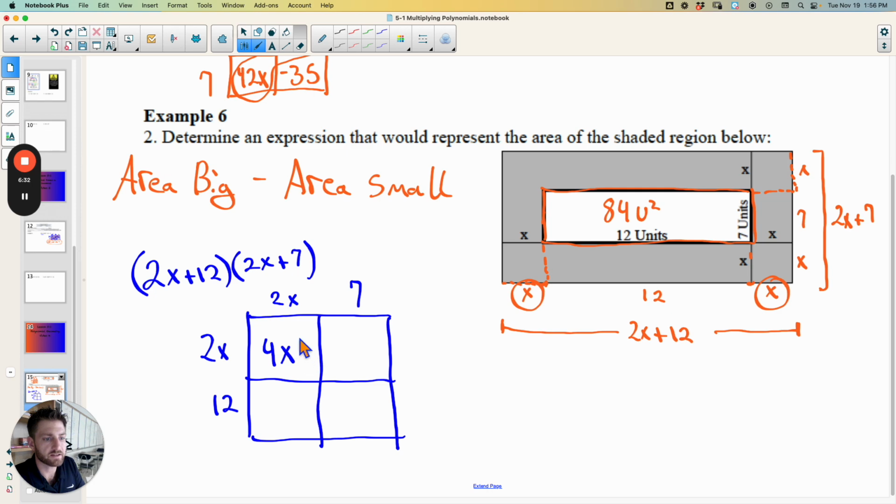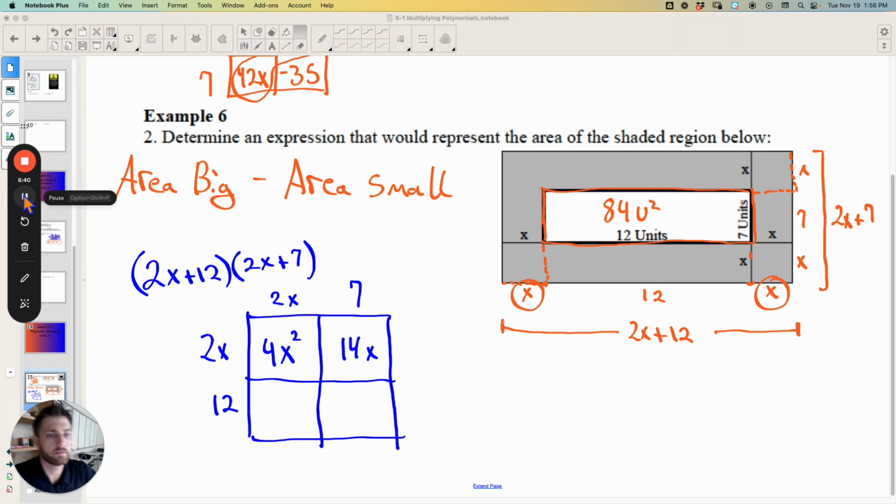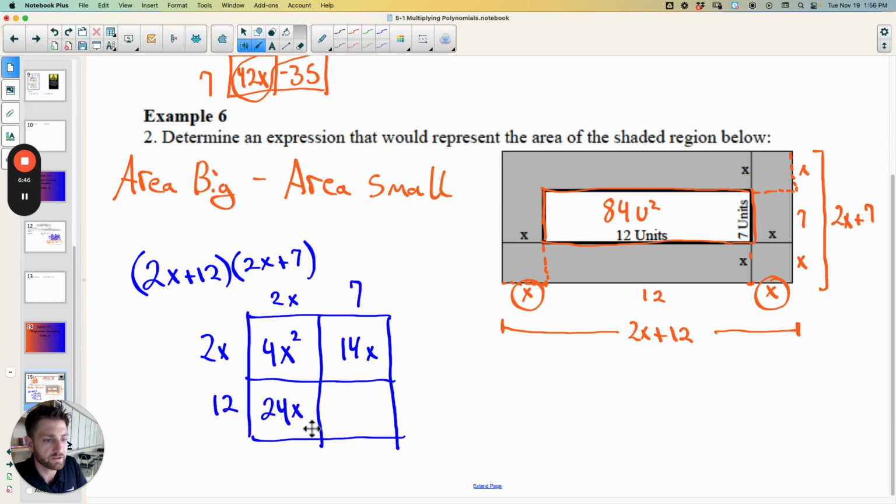x times x is going to be x squared. 2x times 7 is going to be 14x. All right, and 2x times 12 will be 24x. And then 12 times 7 is going to be 84. And again, these diagonals are going to be like terms because our polynomials on the outside, we put them in standard form here. So 24 plus 14 will give us 38.